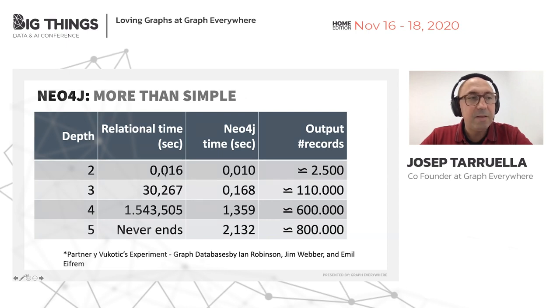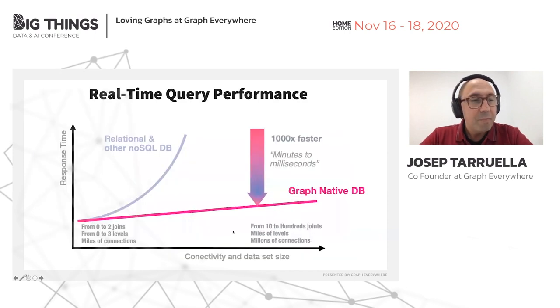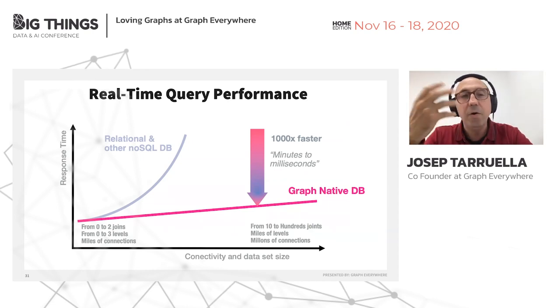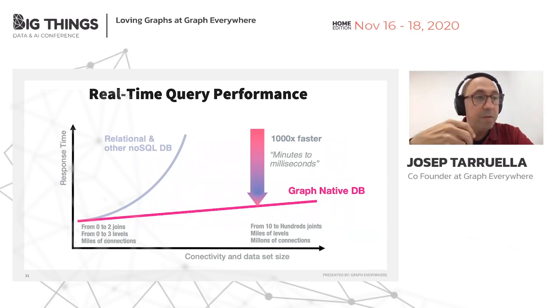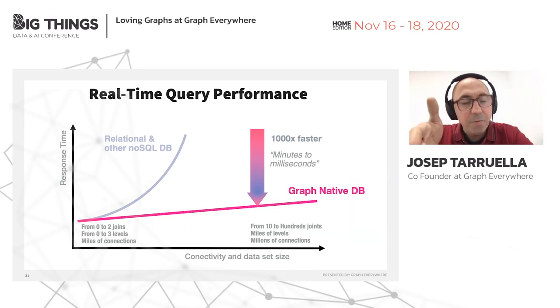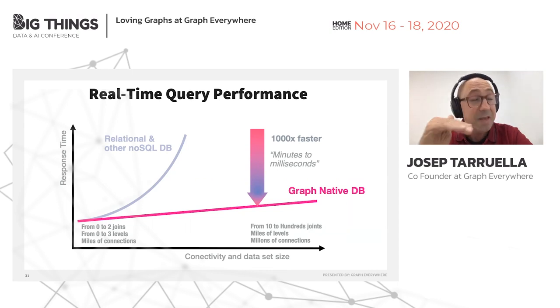really the time it takes to answer the questions increases geometrically, exponentially, in fact. So 30 seconds, half an hour, more than half an hour, while here the answer is almost flat. Why? Because, another way of looking at this: the more hops we have, the more volume we have in a relational or other NoSQL database, the more exponential the time it takes to answer the questions. While in graph native databases, with more volume or more hops, the answer time is the same for contextual answers.